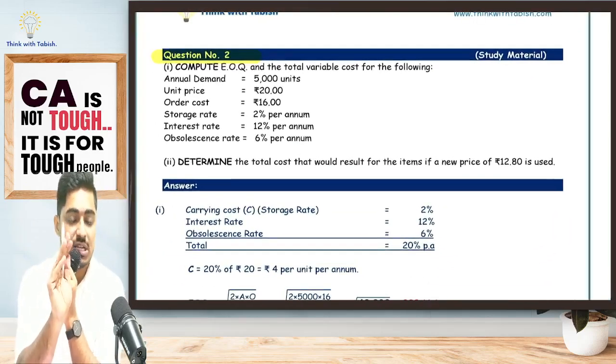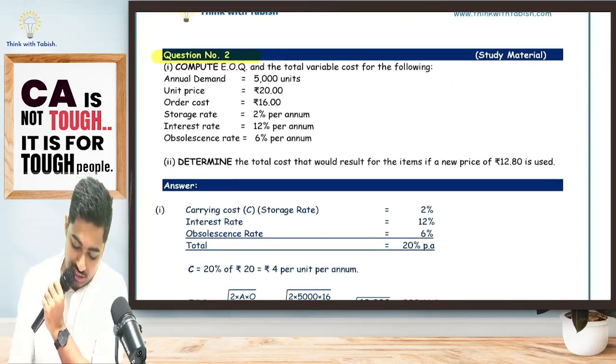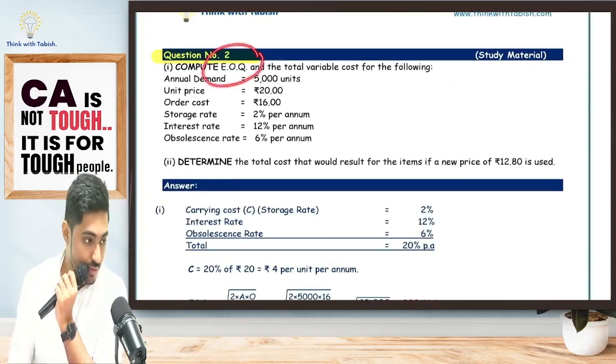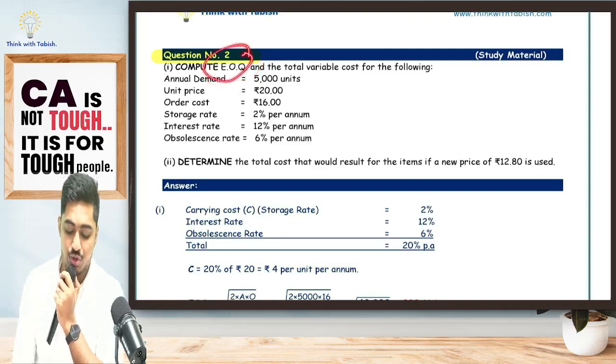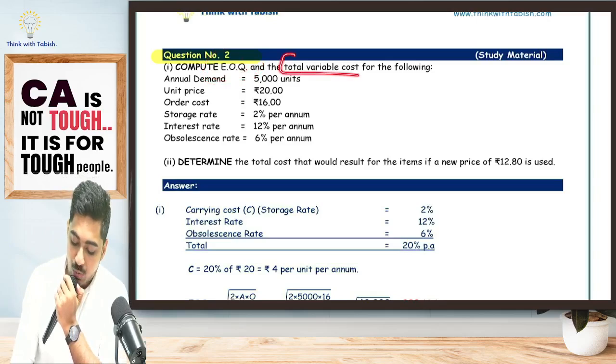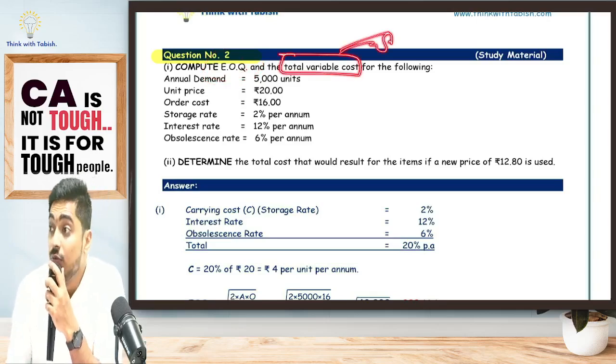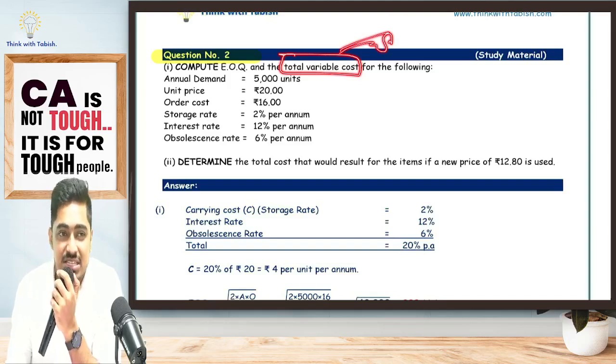What is question asking? Compute EOQ. Okay, sir. We will see that. Compute EOQ and total variable cost. What is my total variable cost? They want the total cost: purchase, ordering, carrying.